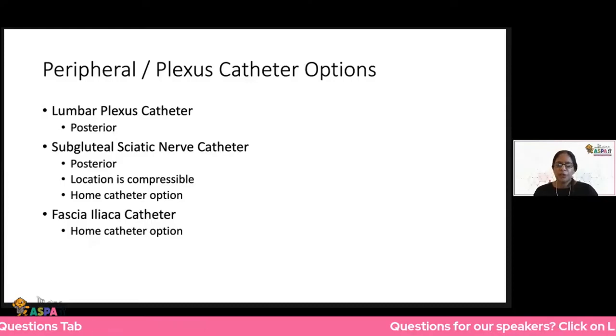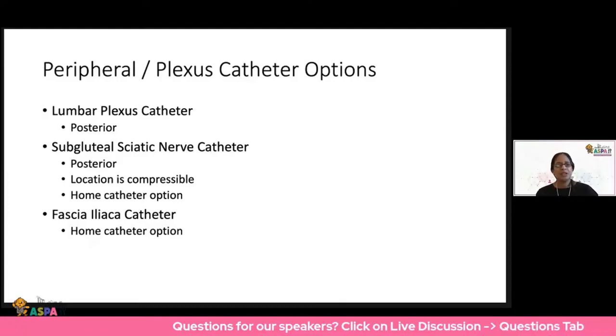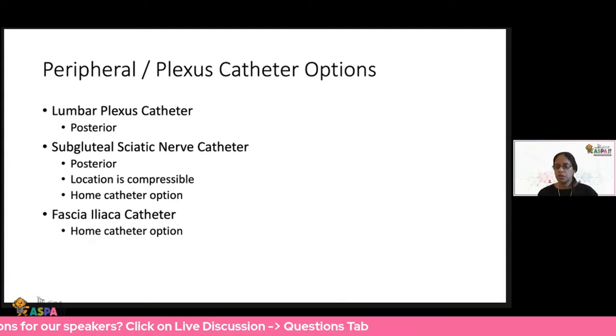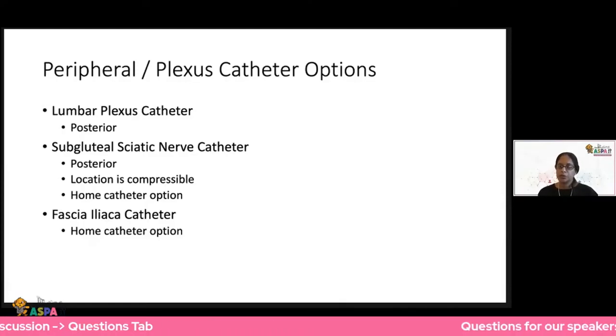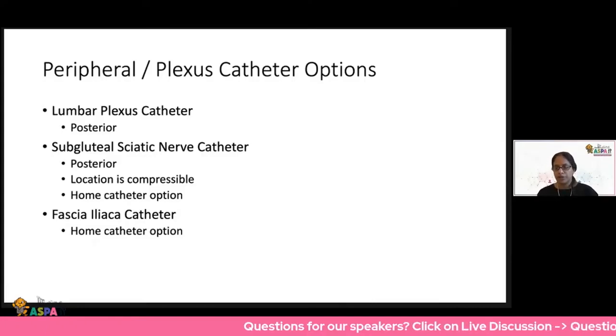Another alternative would be a fascia iliaca catheter, because that's another home catheter option. So we would be able to transition that to providing postoperative pain relief at home. Though our first choice would probably be lumbar plexus for the better, wider coverage that we had talked about earlier.